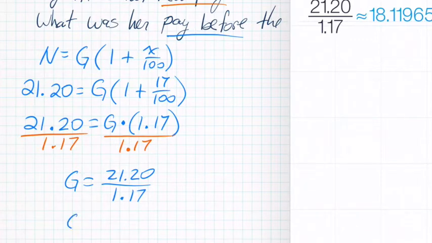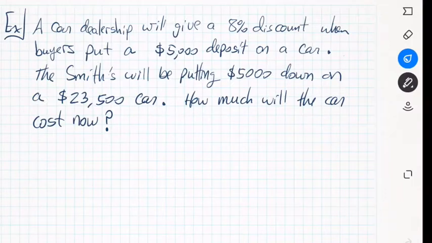18.12. So her old pay was $18.12 per hour. So here's an example for a discount. I just made it up, so I don't think this ever really applies. A car dealership will give an 8% discount when buyers put a $5,000 deposit on their car. The Smiths will be putting $5,000 on a car, so they qualify for the 8% discount.